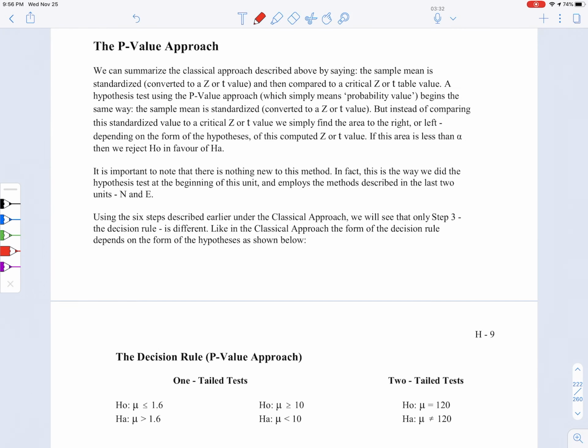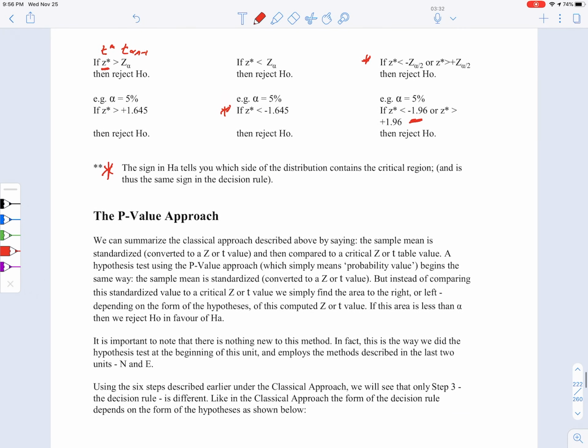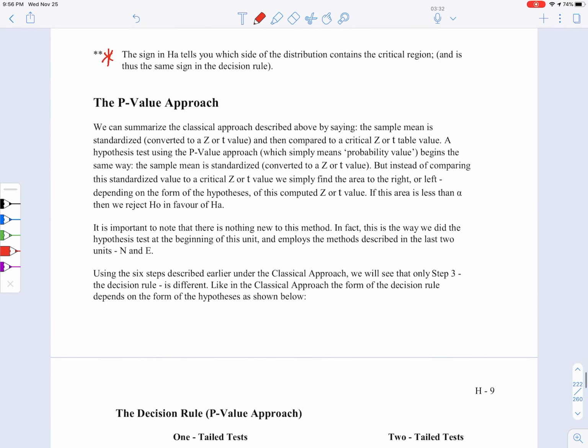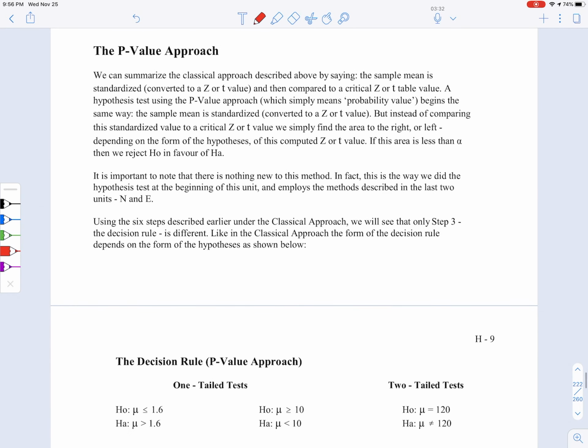Now, the alternate way of doing it is what we call the p-value approach. In the p-value approach, what we do is, instead of finding a critical value and then comparing the Z star or the T star to that critical value, we find the T star or the Z star, and we find the area associated with it, and we call that area the p-value. And if the p-value is less than alpha, then we reject H0.